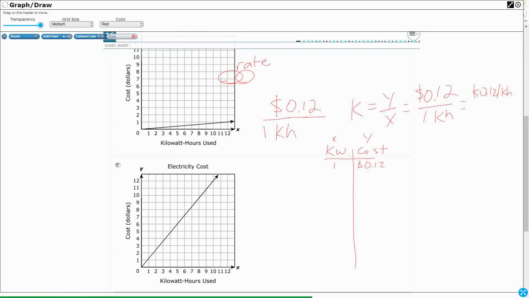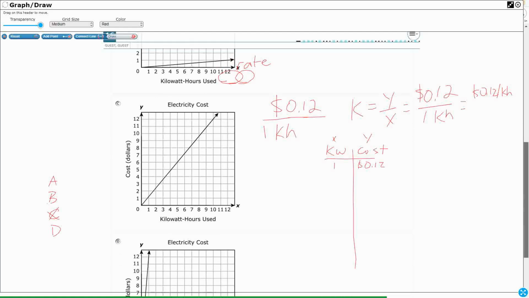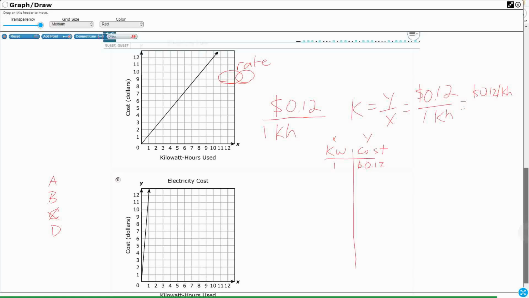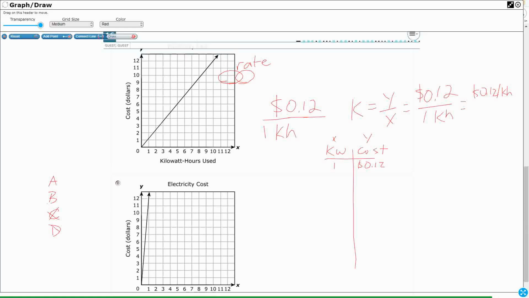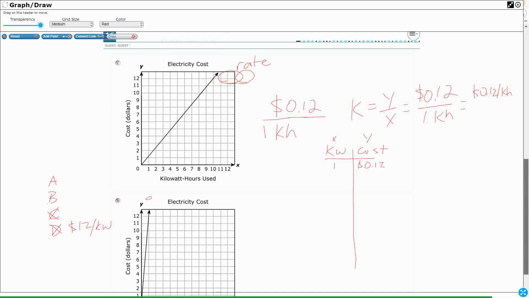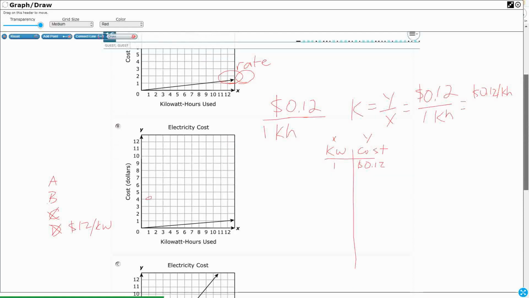Look at C. I'm going to put the letters over here. C already has it almost 1 to 1. Actually, it's above 1 to 1, so that's going to be too big. Wow. Okay, D is just off the charts. That's not going to work either. That's $12 per kilowatt hour, so it's at that 12 up there. It's 12 cents. Okay, so we've got two that we can look at here, A and B.